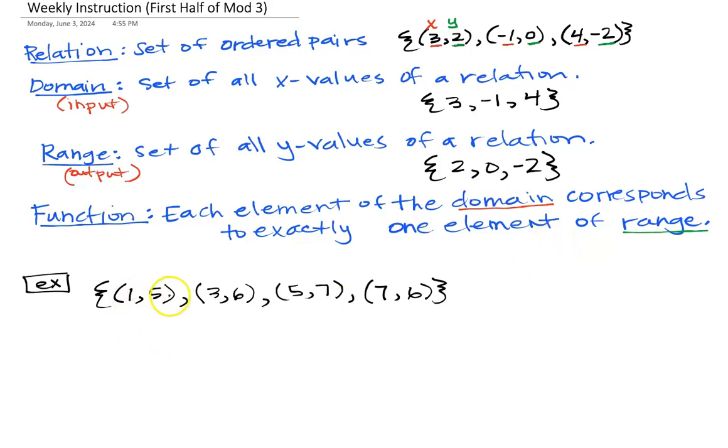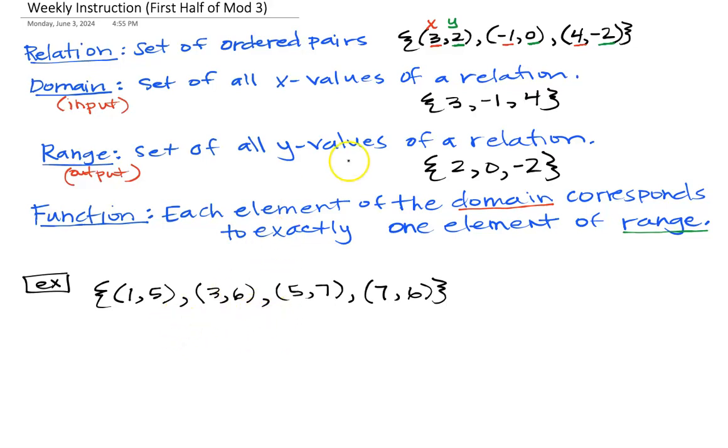And remember, each of these numbers are the elements. These are the elements of the domain, 3, -1, and 4 on that one. And these are the elements of the range. So the elements of the domain, elements of the range. Okay, and so that's what we're looking at here.